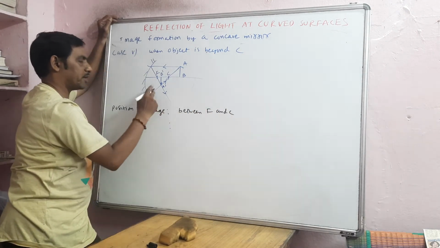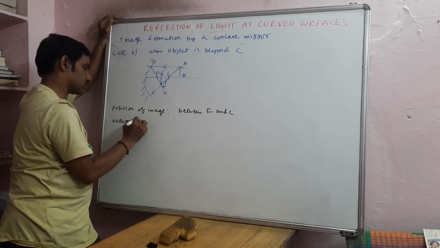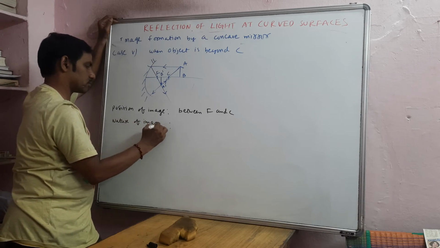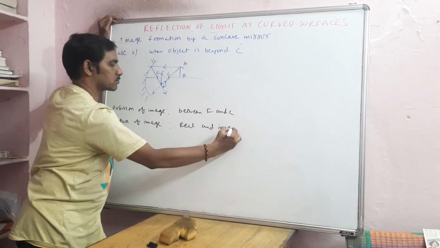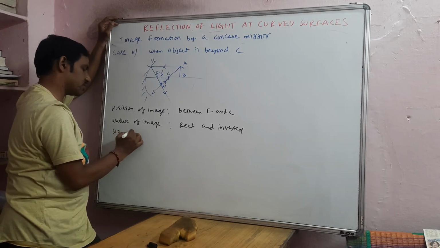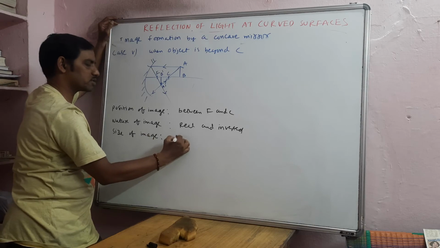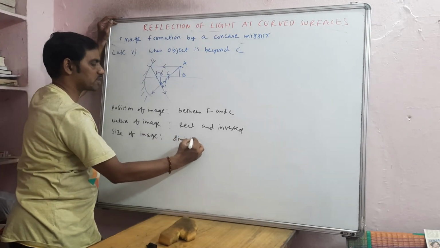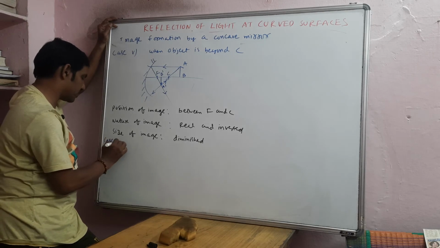And the nature of the image is real and inverted, and the size of the image is diminished, you can write. And last case, case 6: what we will do when the object is at infinity.